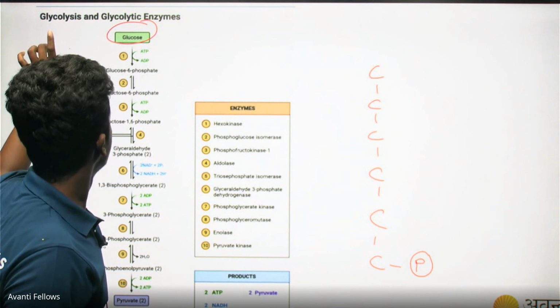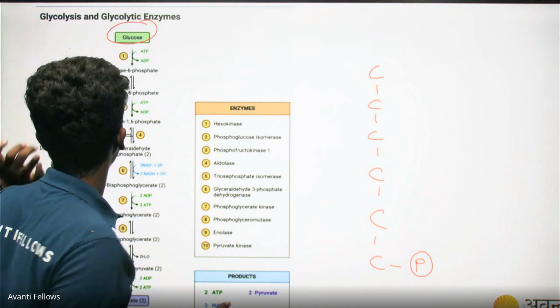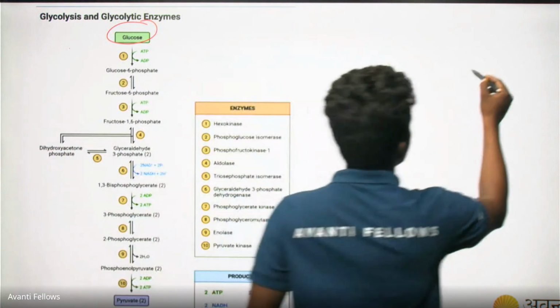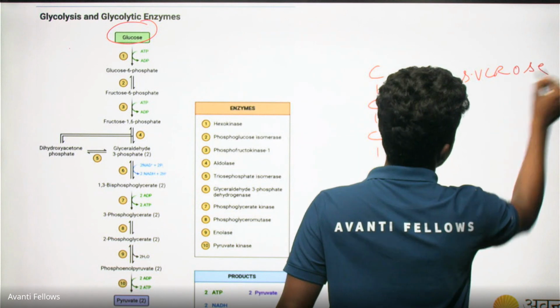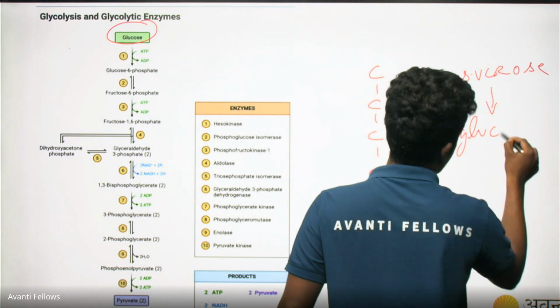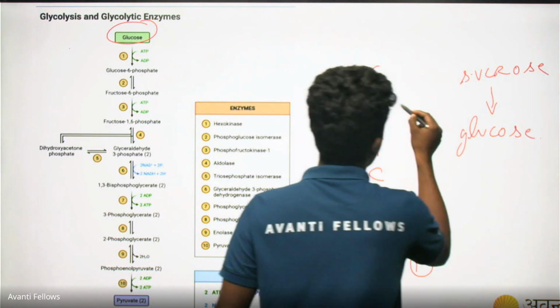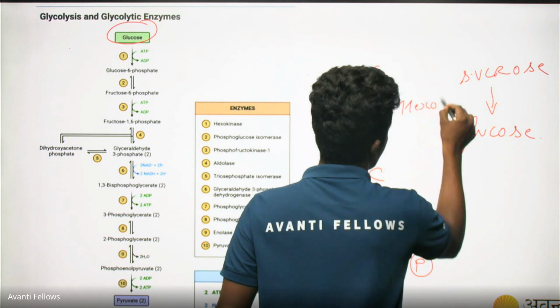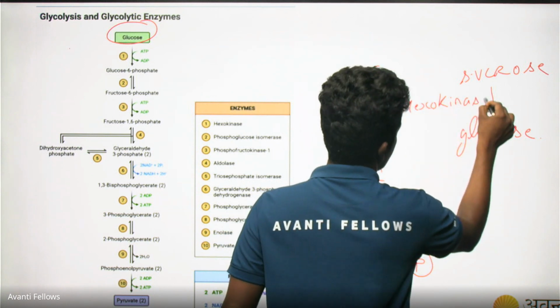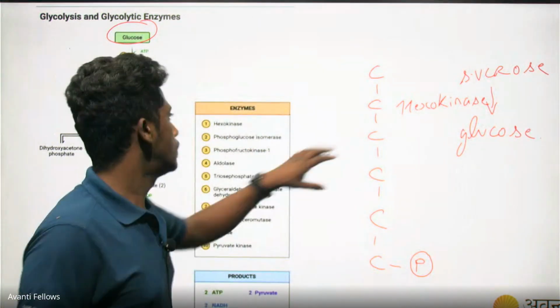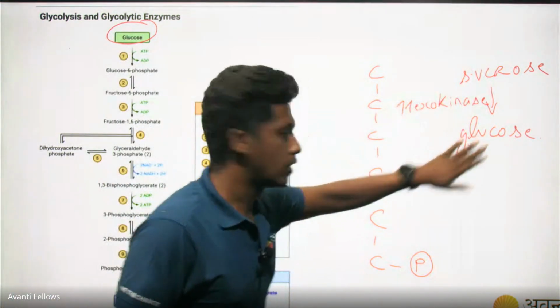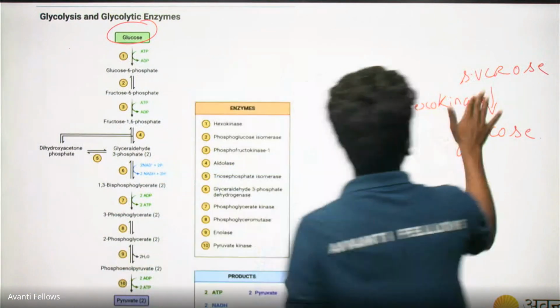Hold on a second. I missed something. The sucrose is converted into glucose with the help of an enzyme called hexokinase. Okay, just keep that. So this hexokinase is very, very important. Hexokinase helps in the conversion of glucose. That's done.